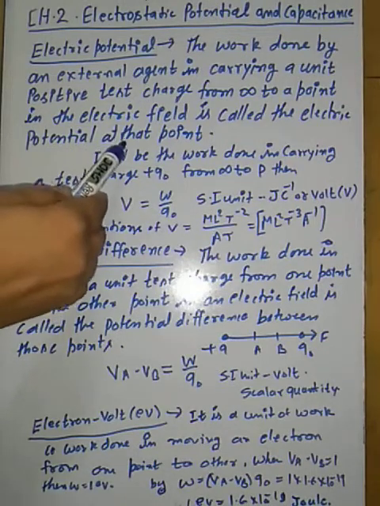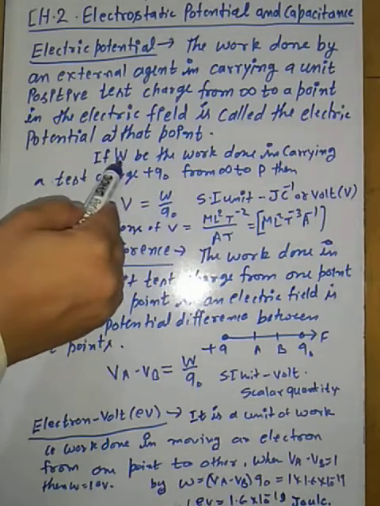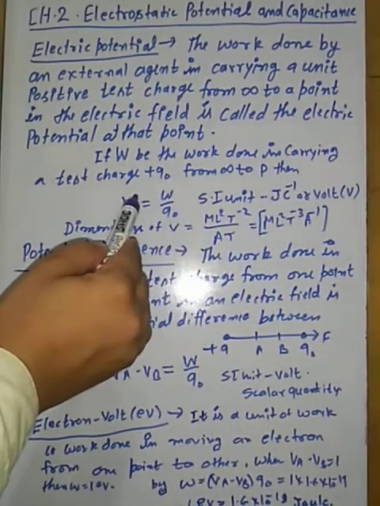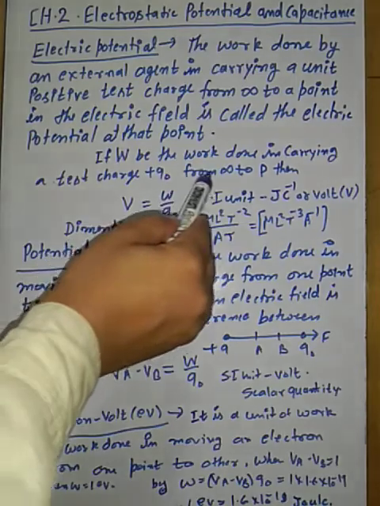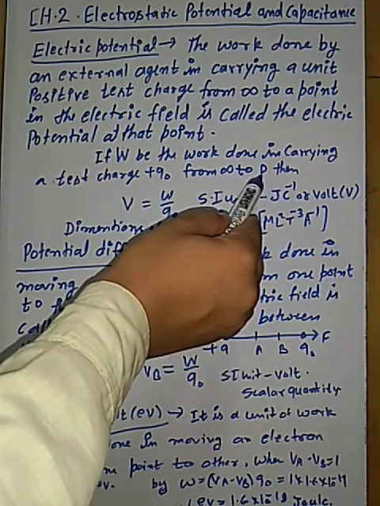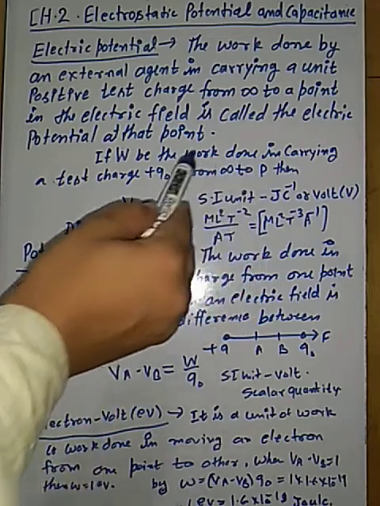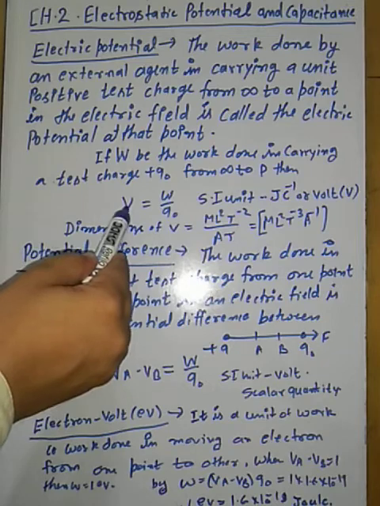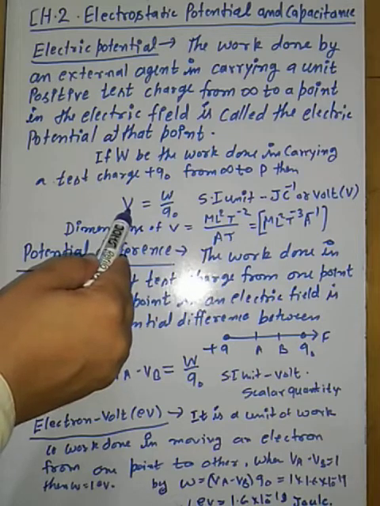For example, if we consider that W be the work done in carrying a test charge plus Q naught from infinity to a point P, and P point is where? In the electric field. Then this work done per unit test charge is termed as V, which is electric potential.